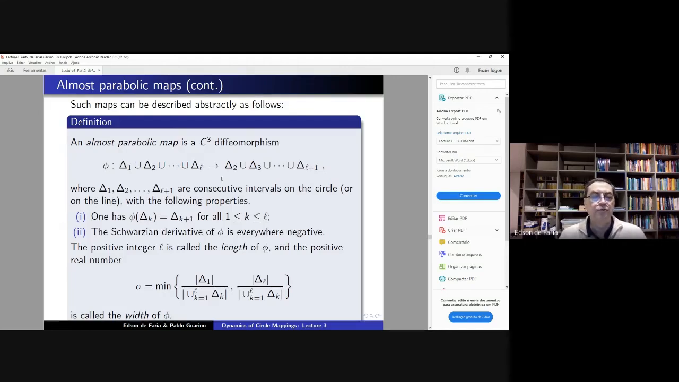One is the length, which is an integer. The other is this real number, sigma, which is between 0 and 1.